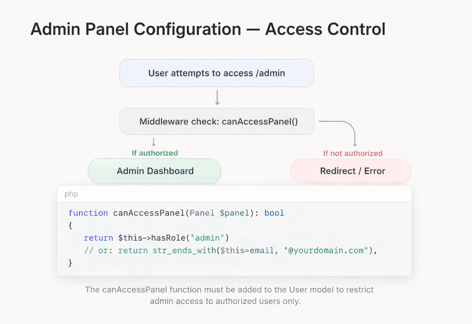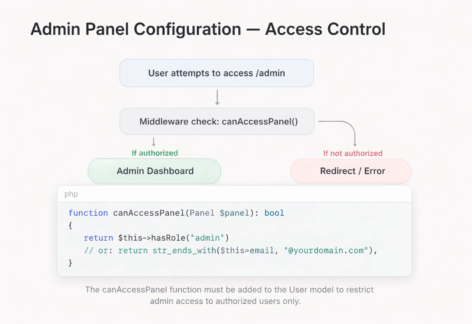The final piece covered here is admin panel configuration. The instructor notices that the admin panel has a sign up for an account option showing, which is a problem on a live site because you do not want random visitors creating admin accounts. The fix involves adding a function called CanAccessPanel to the user model.